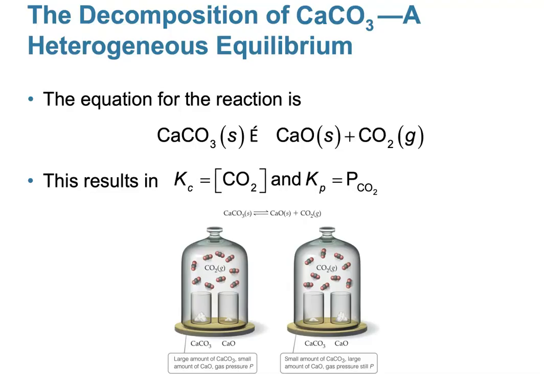So if we're looking at the decomposition of calcium carbonate, this is a heterogeneous equilibrium. This arrow obviously should be an equilibrium arrow. Notice the different phases. You have solid phase, gas phase. And therefore the Kc is going to be equal to the concentration of the CO2 gas. And the Kp would be equal to the pressure of the gas.